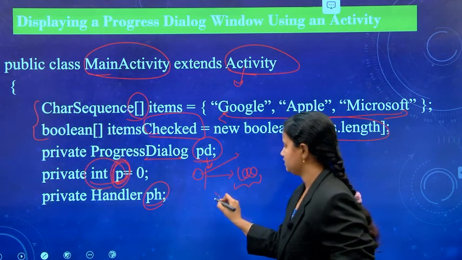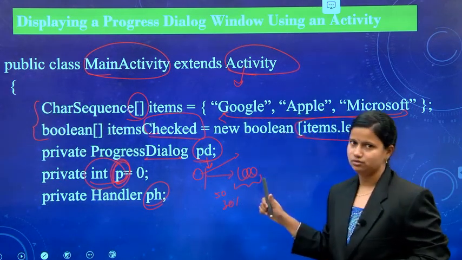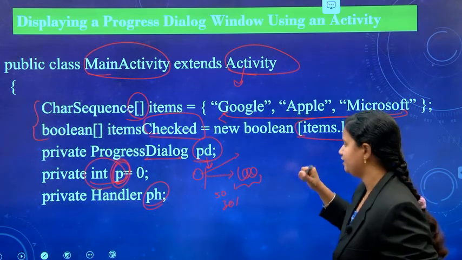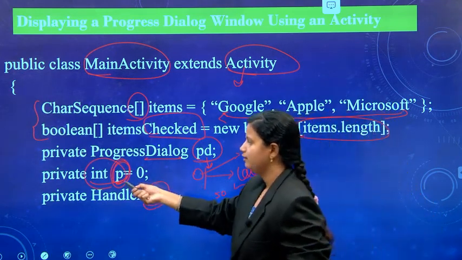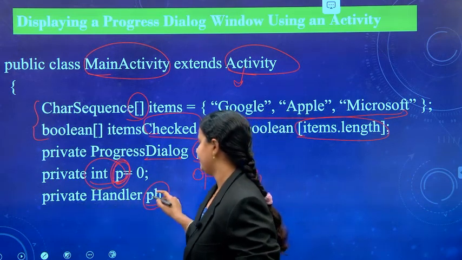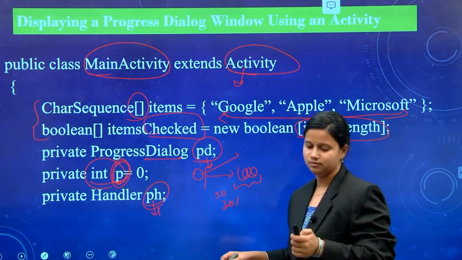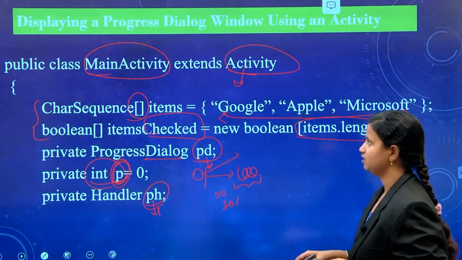The progress status is 50 or the progress status is 30. So how much progress is to be completed? That's why, to identify the progress, we have to go with p as one of the integer values, and the next one is private handler, ph. So we have to create one object of the handler for the progress.